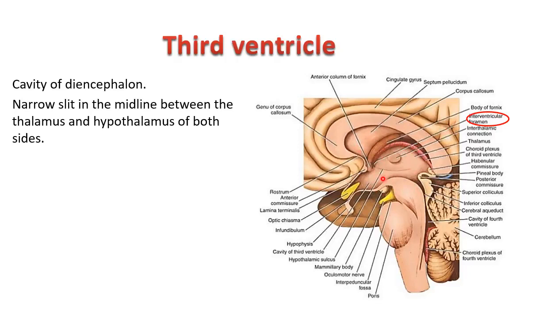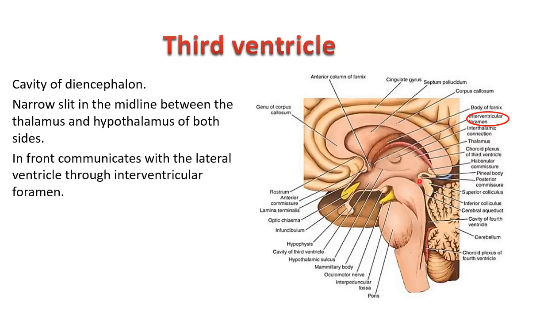Then posteriorly it communicates with the cerebral aqueduct. Through the cerebral aqueduct it communicates with the fourth ventricle. So the cavity of the diencephalon is a narrow slit situated in the midline. There is no lateral ventricle on either side. You have only one third ventricle in the midline, between the two masses of gray matter on either side.